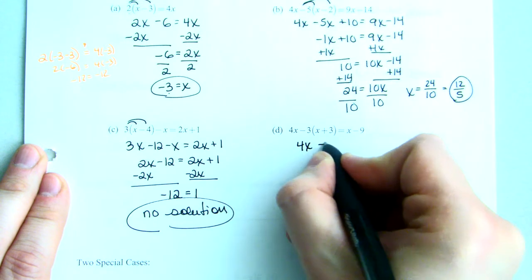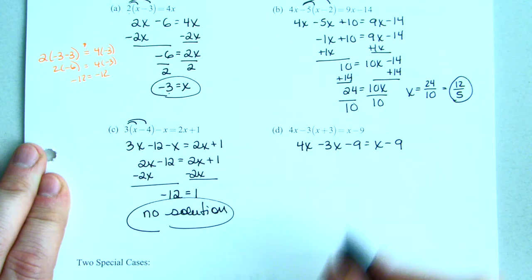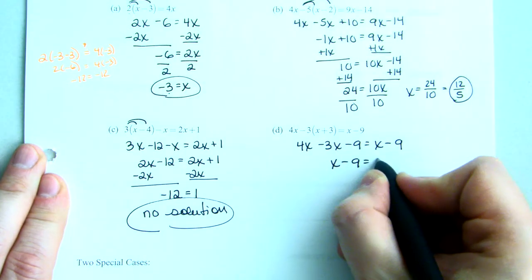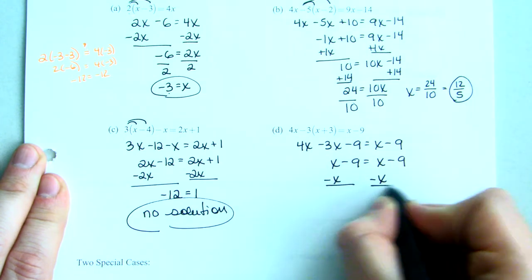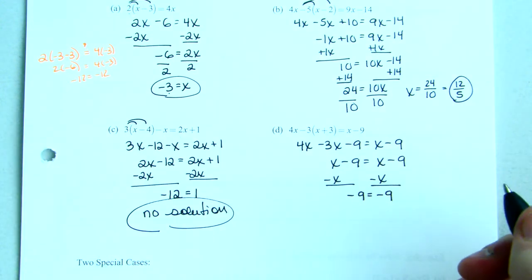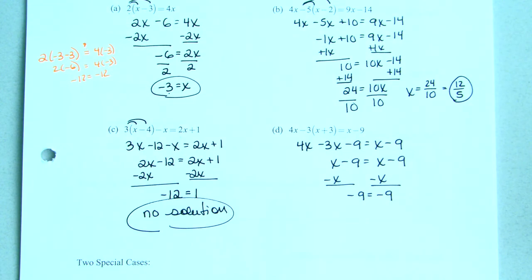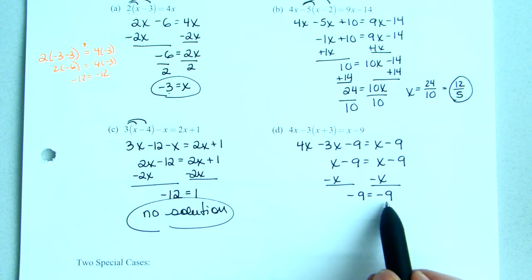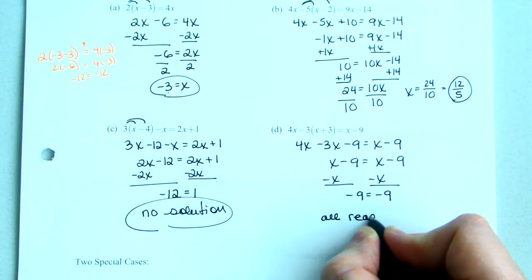I'm going to get 4x minus 3x minus 9 equals x minus 9. I'm going to get x minus 9 equals x minus 9. I'm going to subtract x from both sides. And once again, the x's have disappeared, and I'm getting negative 9 equals negative 9. Do you remember what that means for an answer? If we get something that's a true statement, like negative 9 equals negative 9, or 0 equals 0, or 5 equals 5, we say that our solution is all real numbers.